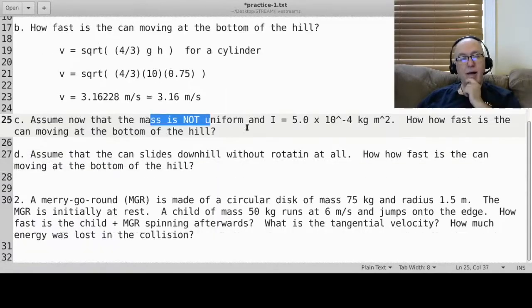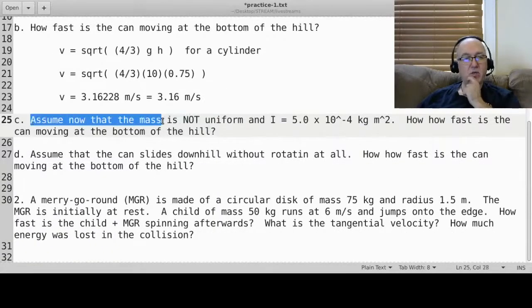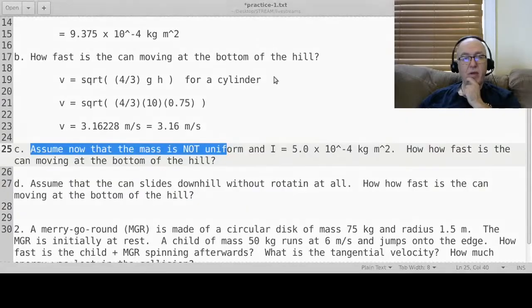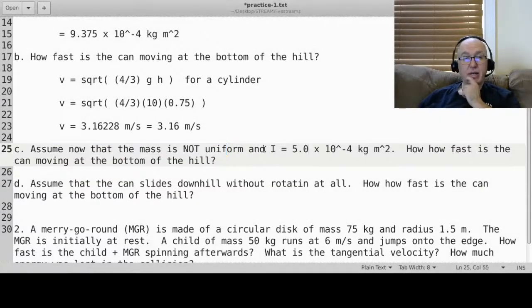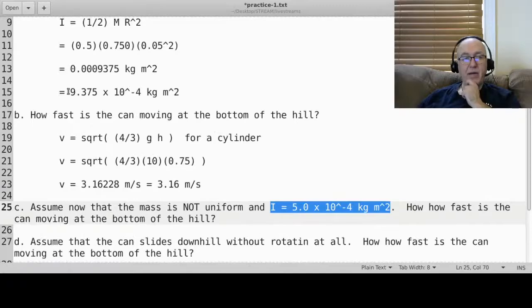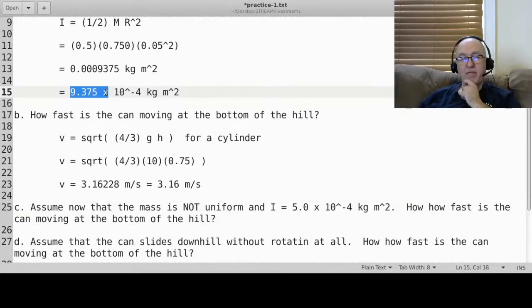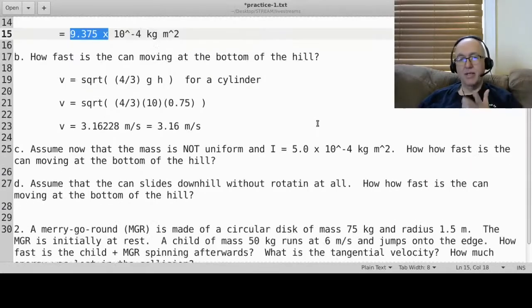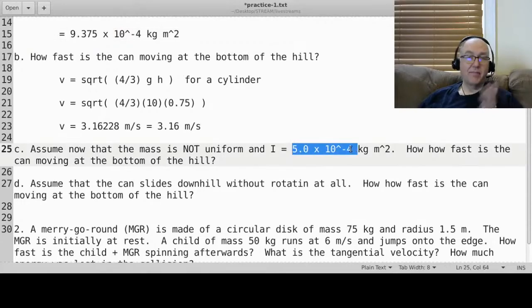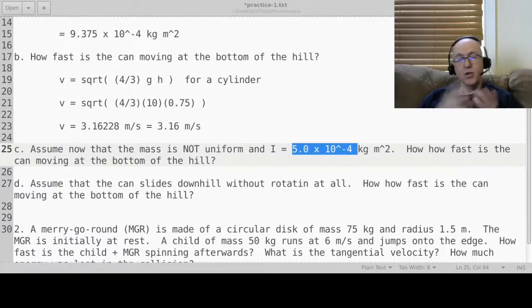So let's see what I'm asking. I say assume the mass is not uniform, and that the moment of inertia is actually 5 times 10 to the minus 4 kilogram meters squared. If we look at what we got above, we got 9.375, like 9 times 10 to the minus 4. And here it's like 5 times 10 to the minus 4. So it's a different number. It's less, a little bit more than half of what it was above.